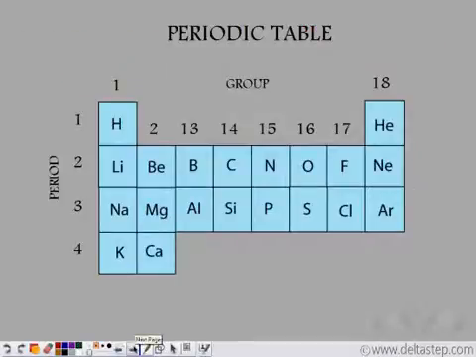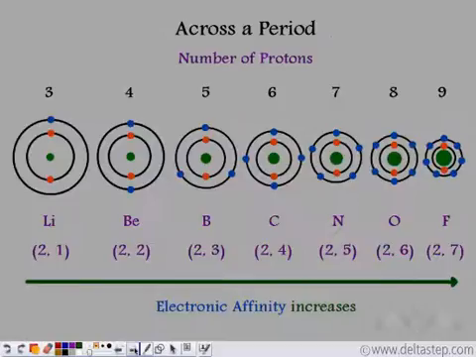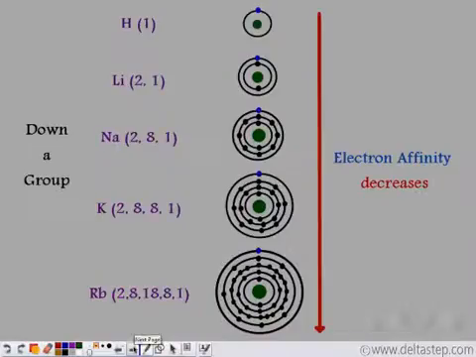Let's see how electron affinity varies in a periodic table. When we move from left to right in a periodic table, the electron affinity increases. When we move from top to bottom in a group, the electron affinity decreases.